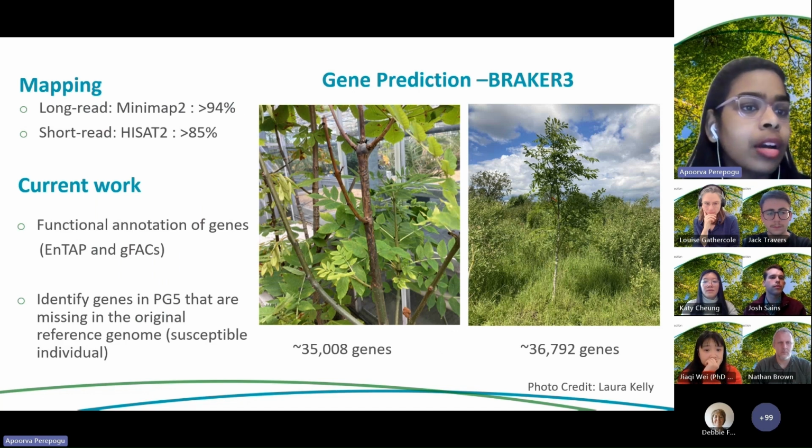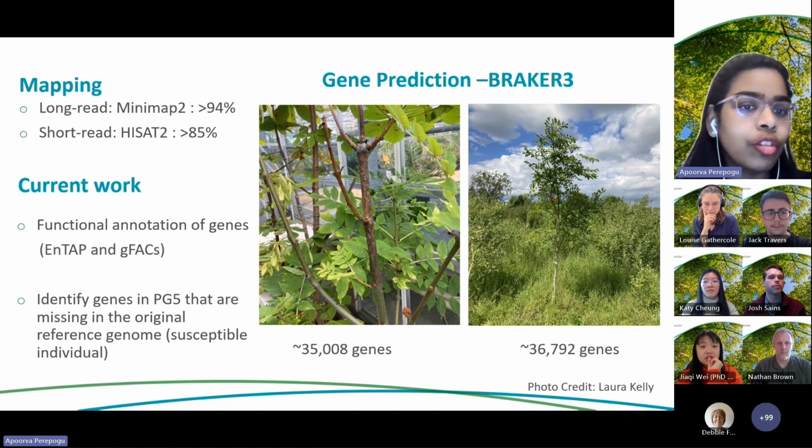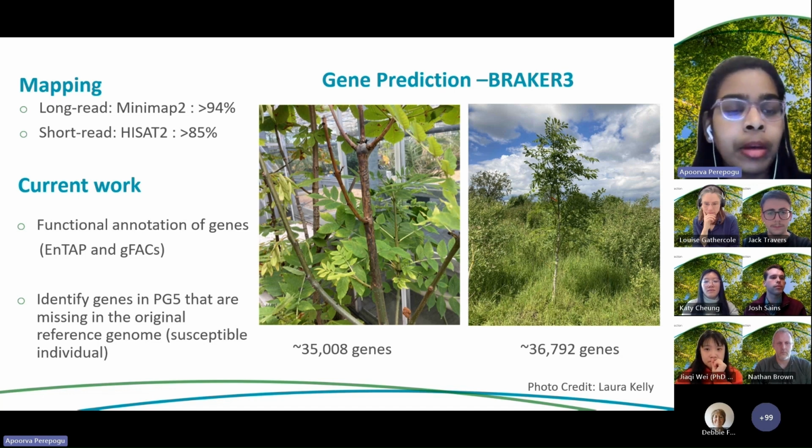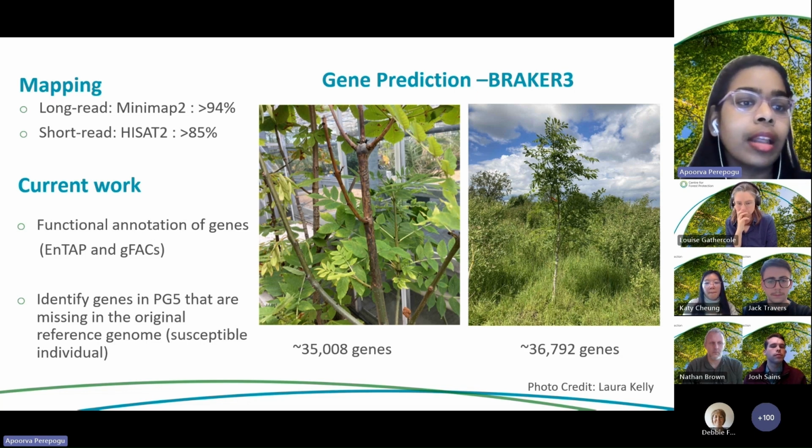After getting these statistics, I did mapping using Minimap2 and HISAT, and we had a very good mapping percentage, more than 94% across all the tissues for long read and 85% for short read. Then BRAKER3 was used for gene prediction. A previous individual studied in the lab had 35,008 genes, and the current individual that I'm analyzing had approximately 36,700 genes.